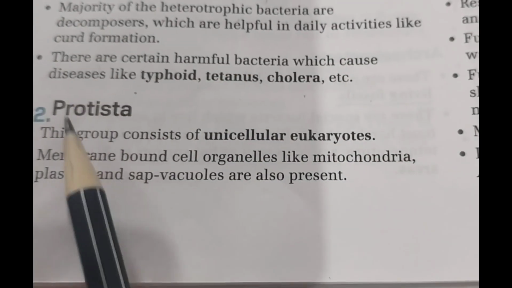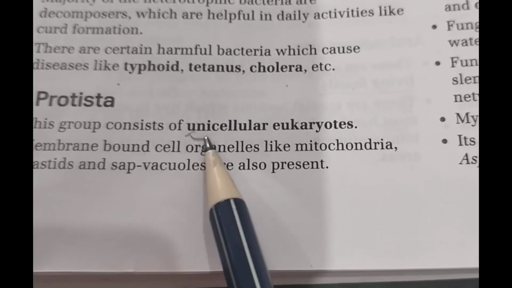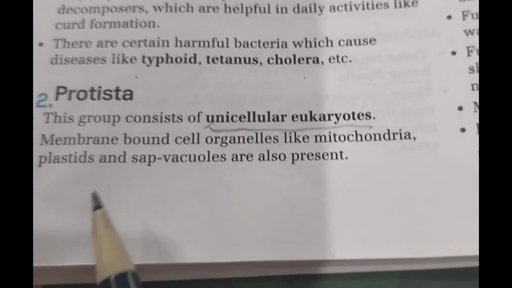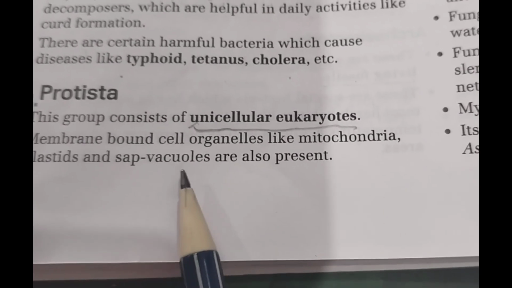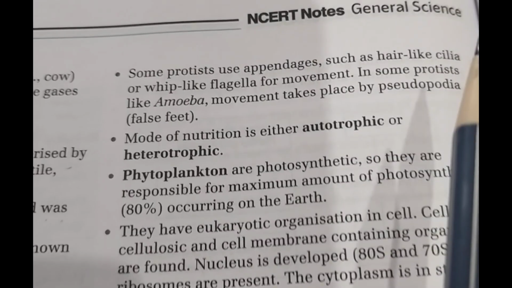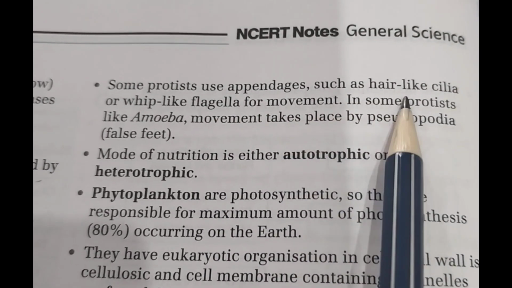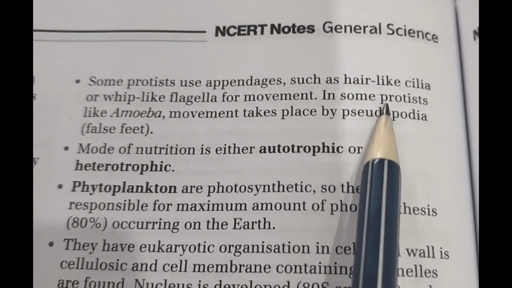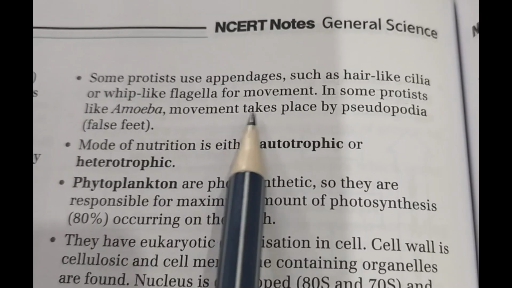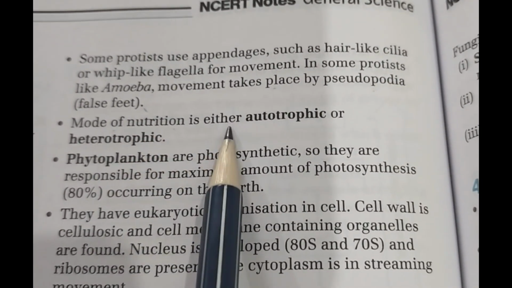Next kingdom is Protista. This group consists of unicellular eukaryotes. Membrane-bound cell organelles like mitochondria, plastids, and sap vacuoles are also present. Some protists use appendages such as the hair-like cilia or whip-like flagella for movement. In some protists, like amoeba, movement takes place by pseudopodia, false feet. Mode of nutrition is either autotrophic or heterotrophic.